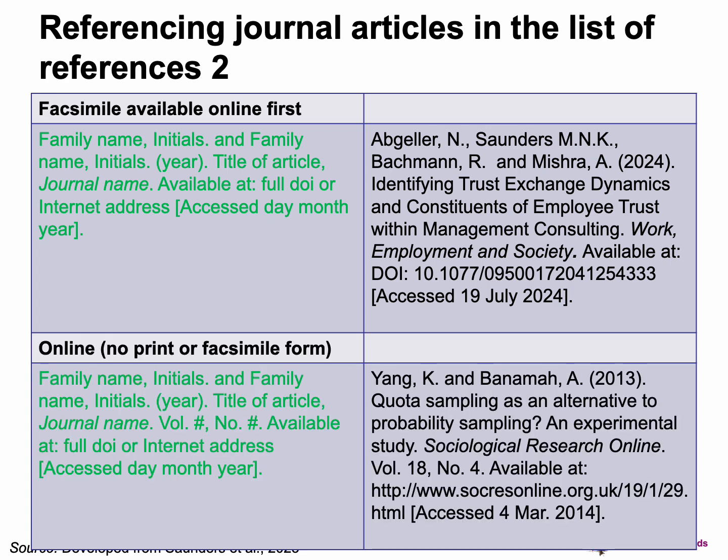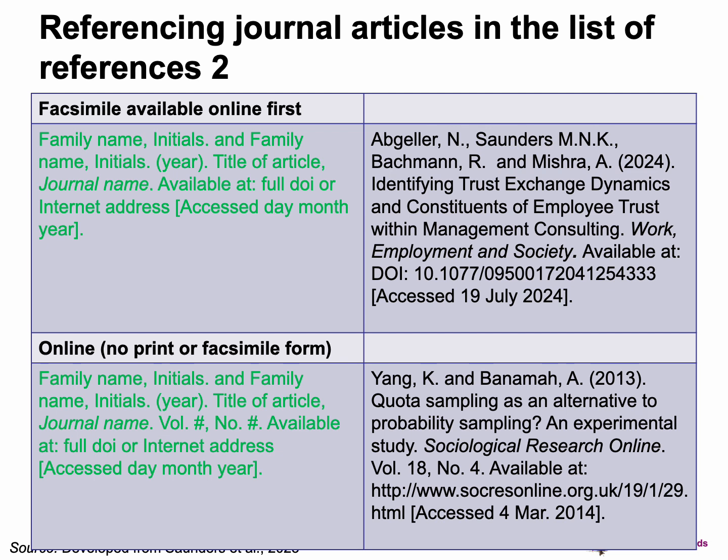The final form of journal article you may wish to reference is when it's online, but there's no print or facsimile form available. So it's only available online, and it doesn't look like print, and it's not a facsimile of something that looks like a journal article. In these cases, we reference it in pretty much the same way, with family name, initials for 1, 2, 3 plus authors, the title of the article, the journal name in italics, the volume number and the part number, and then we say where it's available, either at the DOI or the internet address, and then when it's been accessed in terms of day, month and year.